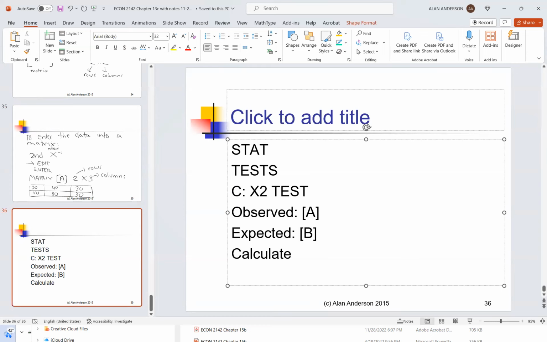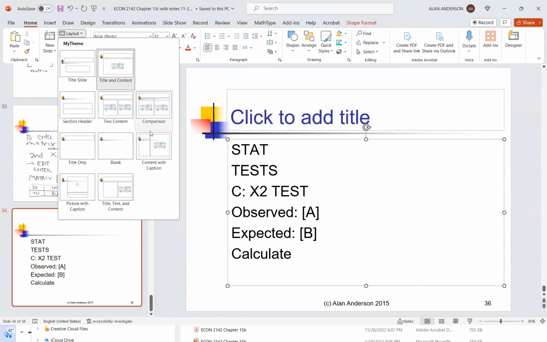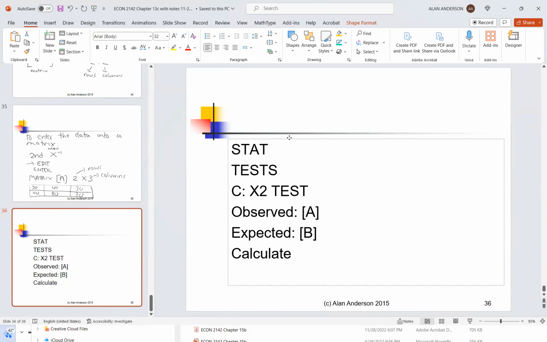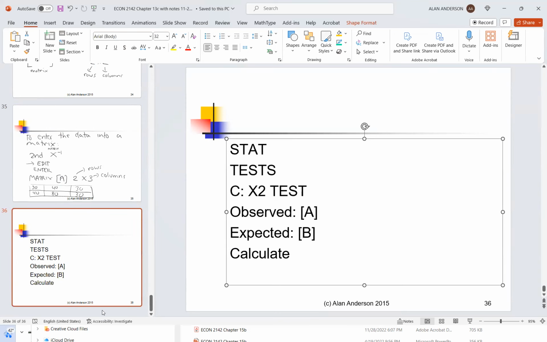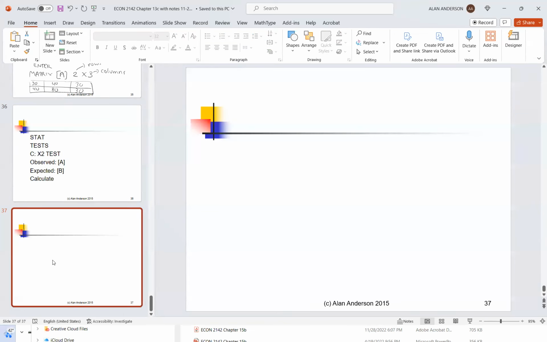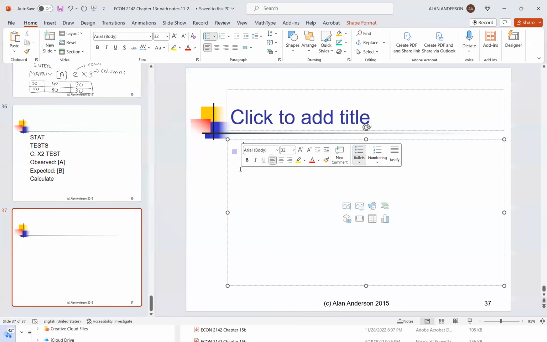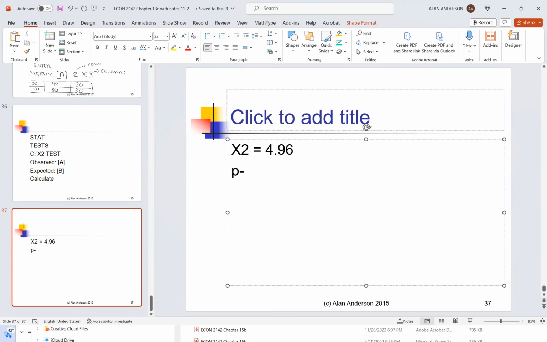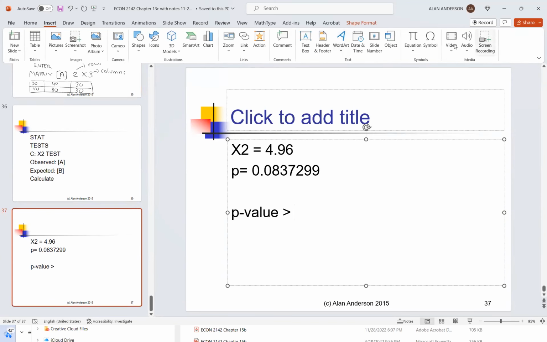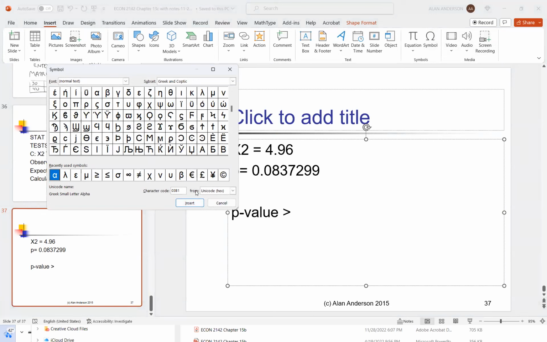And by some miracle, it's going to come back and give us everything we need to know. Namely, the test statistic and the p-value. So the test statistic is 4.96. The p-value is 0.083729 something. Which, as you know, because the p-value is greater than alpha, that tells us not to reject the null hypothesis.